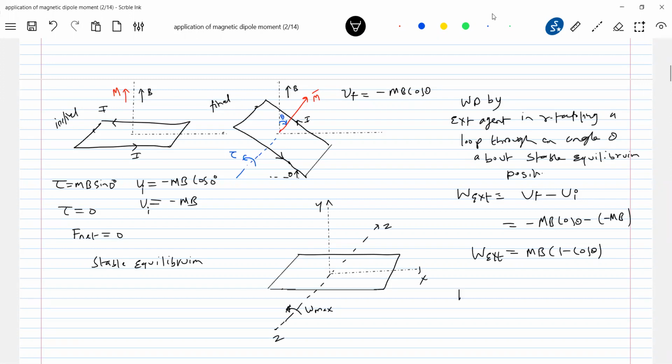Okay, so the work done by the external agent should be equal to I_zz' ω² by 2, the rotational kinetic energy. So can we calculate this? What will be the maximum angular speed, as we know the moment of inertia and this is MB(1 − cos θ)? We'll get that maximum angular speed.